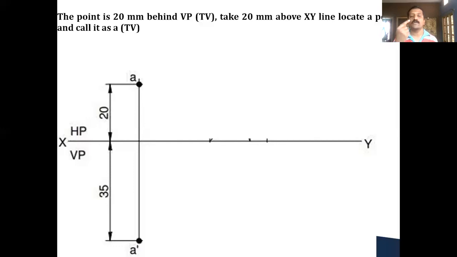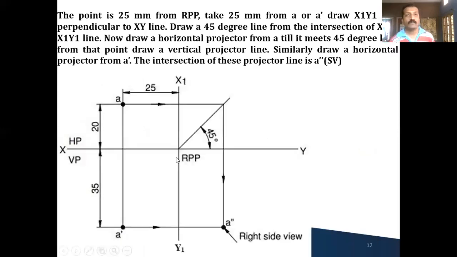With this, both front view and top view are completed, and we need to concentrate now on the side view. The next information he has given: the point is 25 millimeter from RPP. RPP means right profile plane. That means RPP is given from the point where you have drawn the front view and top view, and the distance is taken on the right side. So take 25 millimeter on the right side from the front view and top view, and draw a perpendicular line to the XY line. Call this one more reference line X1 Y1.